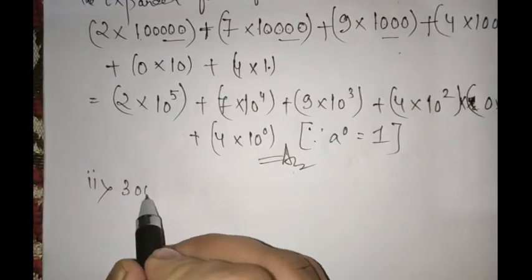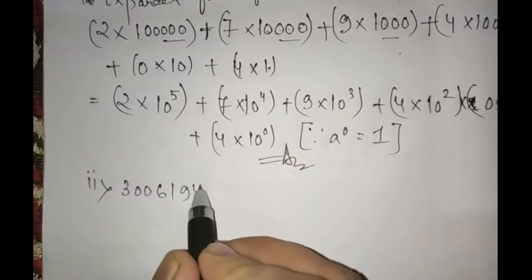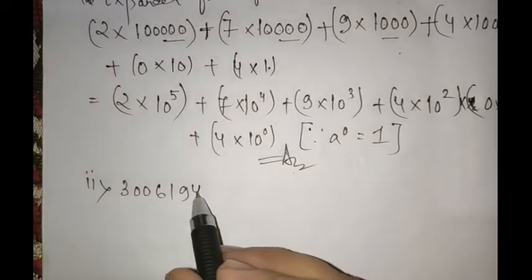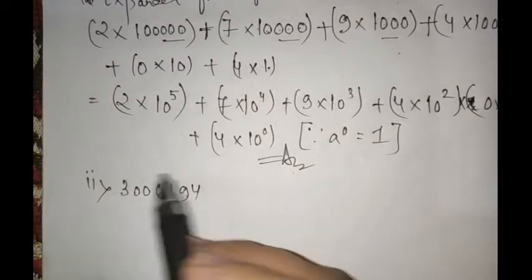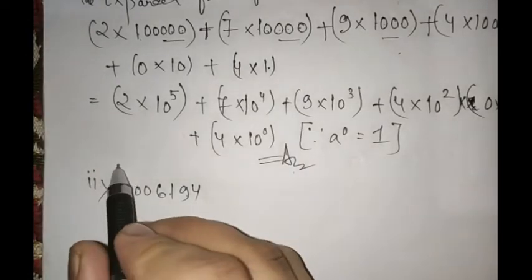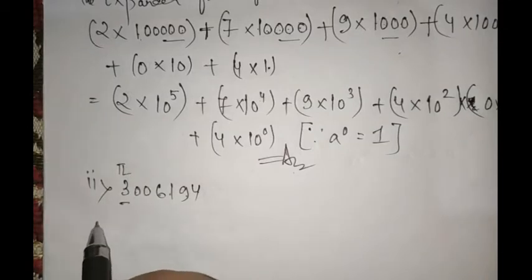Alright, here we have 3006194. Now you have to see what is the total place value out here. Ones, tens, hundreds, thousands, ten thousands, lakh, ten lakh, right? The place value of the 3 here is ten lakh. So what are we going to write first?